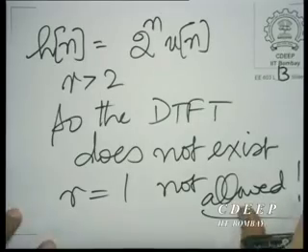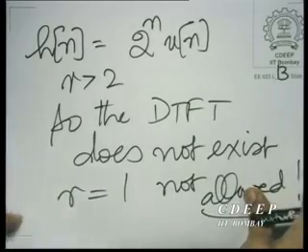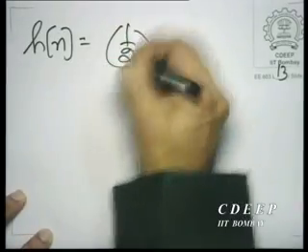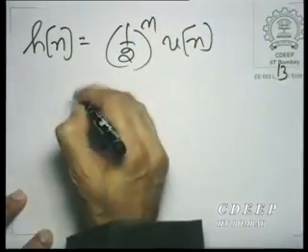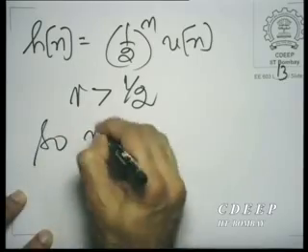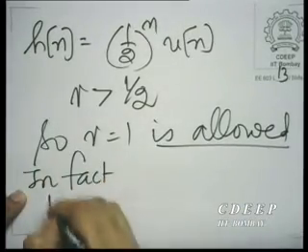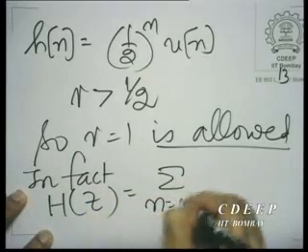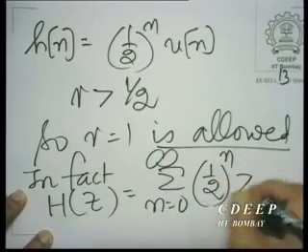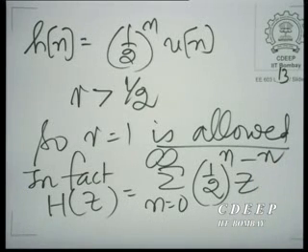But of course, we can always take another example. h[n] is half raised to the power of n u[n]. And indeed, in this case, r needs to be greater than half. So, r equal to 1 is allowed. And therefore, the DTFT exists. In fact, capital H of z, which is summation n going from 0 to infinity, half raised to the power of n z raised to the power minus n, which is the Z transform of h[n], can be evaluated for r equal to 1. Right? So, this is the Z transform, and this can be evaluated.